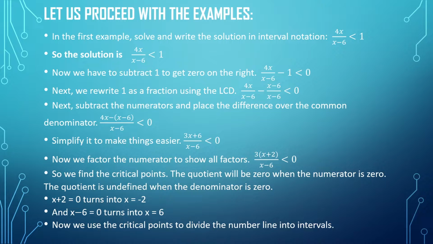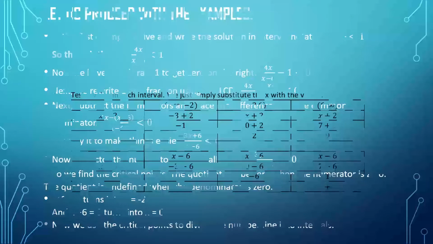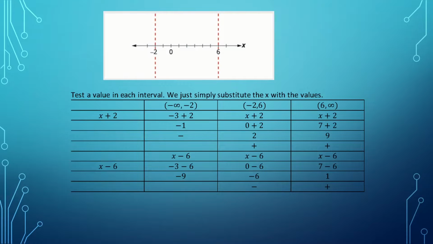So we find the critical points. The quotient will be 0 when the numerator is 0. The quotient will be undefined when the denominator is 0. x plus 2 equals 0 turns to x equals negative 2. x minus 6 equals 0 turns to x equals 6. Now we use the critical points to divide the number line into intervals. We test a value in each interval. We simply substitute the x with the values.